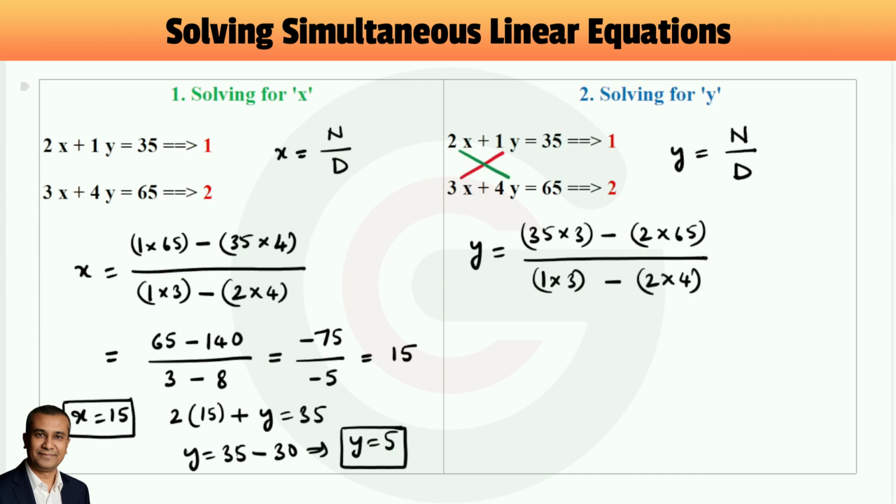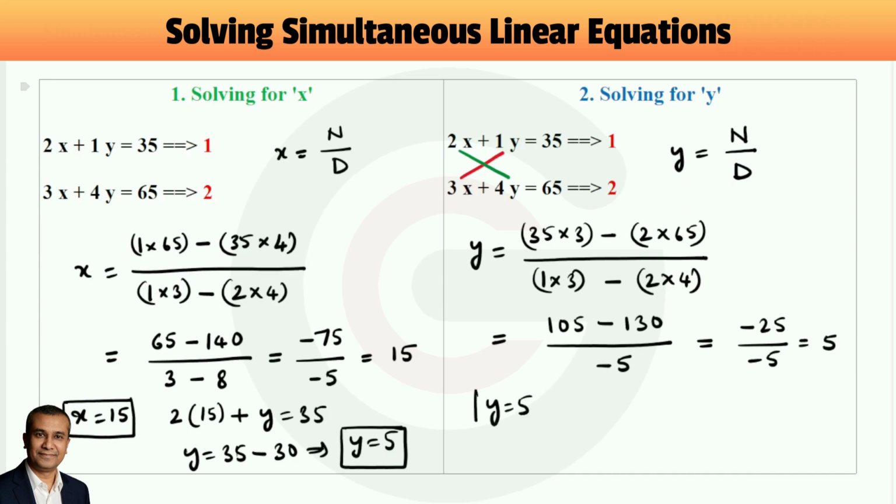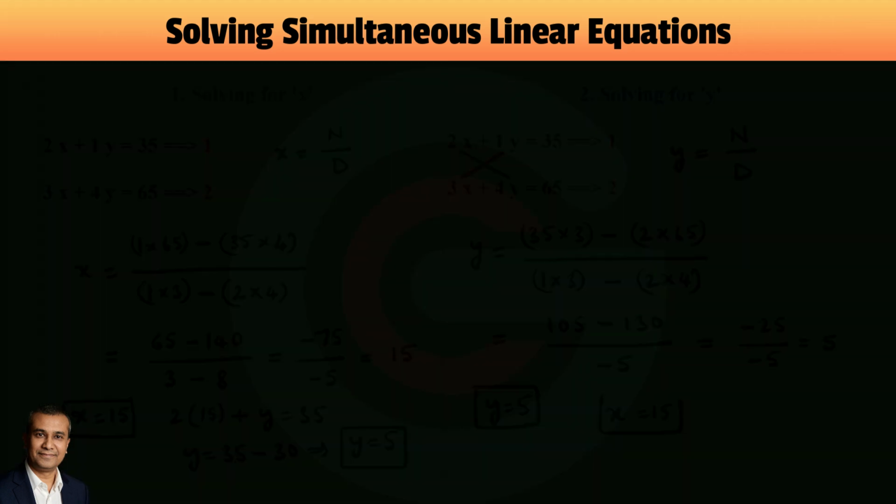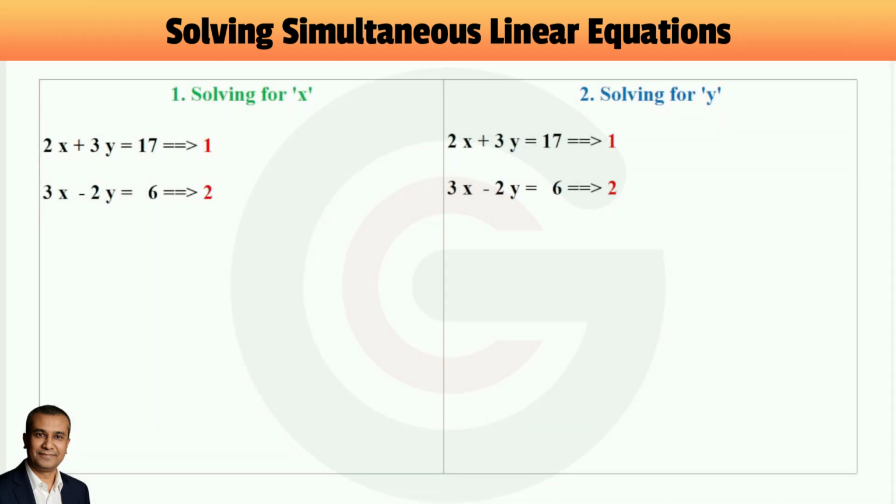This is equal to, now 35 into 3 is 105 minus 2 into 65 is 130 divided by, in the denominator we got it as minus 5. I am writing it as it is by seeing on the left hand side. This is equal to, now 105 minus 130 will give us minus 25 divided by minus 5. We will get it as 5. So we got y is equal to 5. Now substituting y is equal to 5 either in equation 1 or 2, we will get x is equal to 15. Now let us solve another set of simultaneous equations.